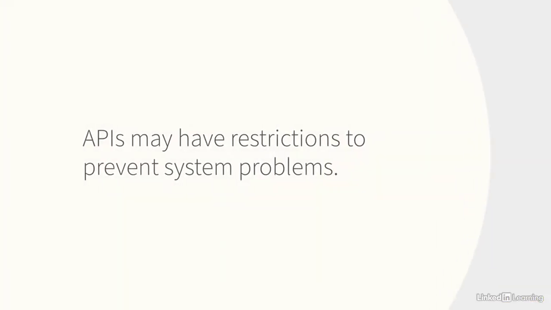One other thing to note here is that APIs might have restrictions that prevent problems on the system. For example, they may limit the number of requests allowed per minute so that the system doesn't get overloaded, or they may limit the type of data you're allowed to get back. This is especially true with public APIs. Otherwise, any random person could spam any company's systems with millions of requests and cause an outage.